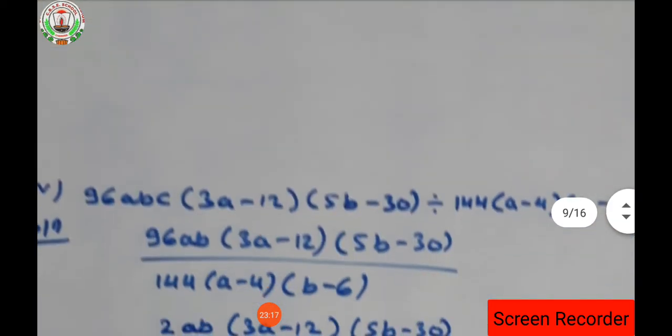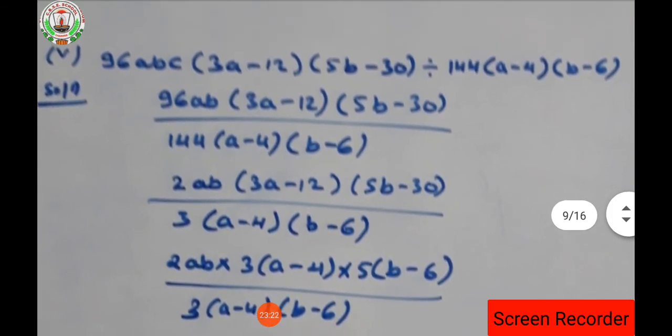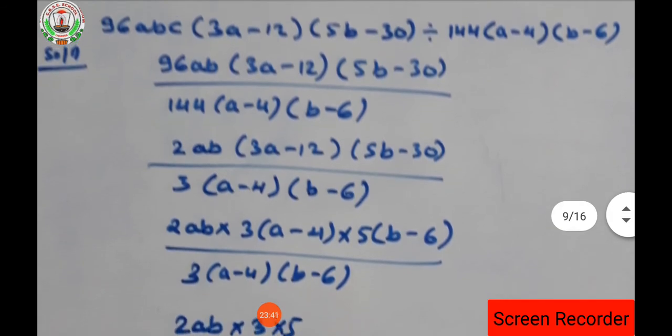Then next question, fifth part. The screen is a little bit blurred, students, so please cooperate. We have 96ab into (3a minus 12) into (5b minus 30), whole divided by 144 into (a minus 4) into (b minus 6). We are having this, isn't it? Now look how to solve.